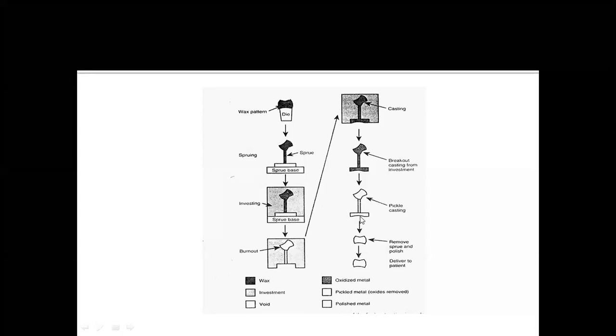So once you do pickling, then you remove the sprue, polish, and deliver it to the patient. This is how a proper casting is done, commonly.